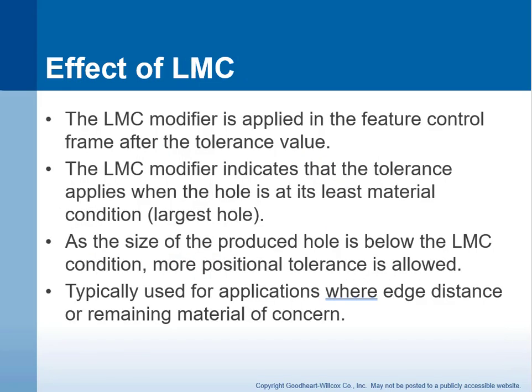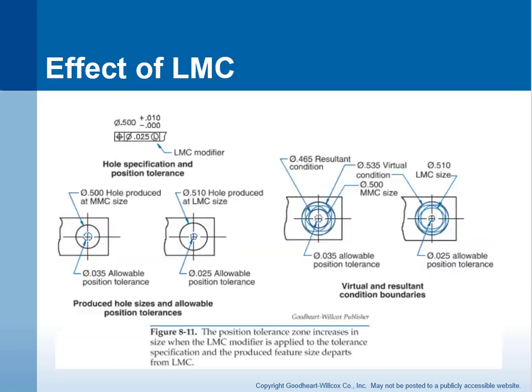Okay, the effect of least material condition. The least material condition modifier is applied in the feature control frame after the tolerance value again. The least material condition modifier indicates that the tolerance applies when the hole is at its least material condition. As the size of the produced hole is below the LMC condition, more positional tolerance is allowed. Typically this is used for applications where edge distance considerations are of a big concern, but not typically. MMC is used a lot more than least material condition.